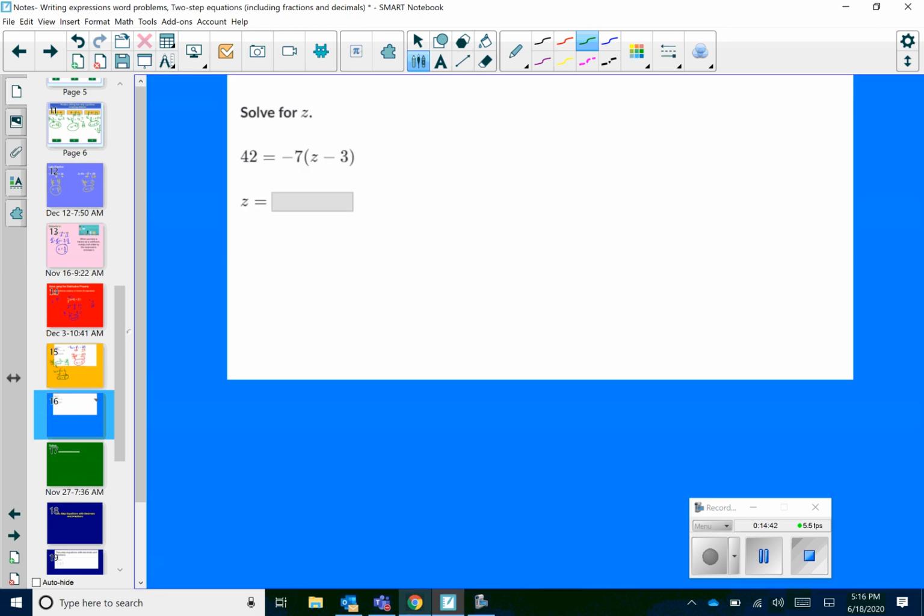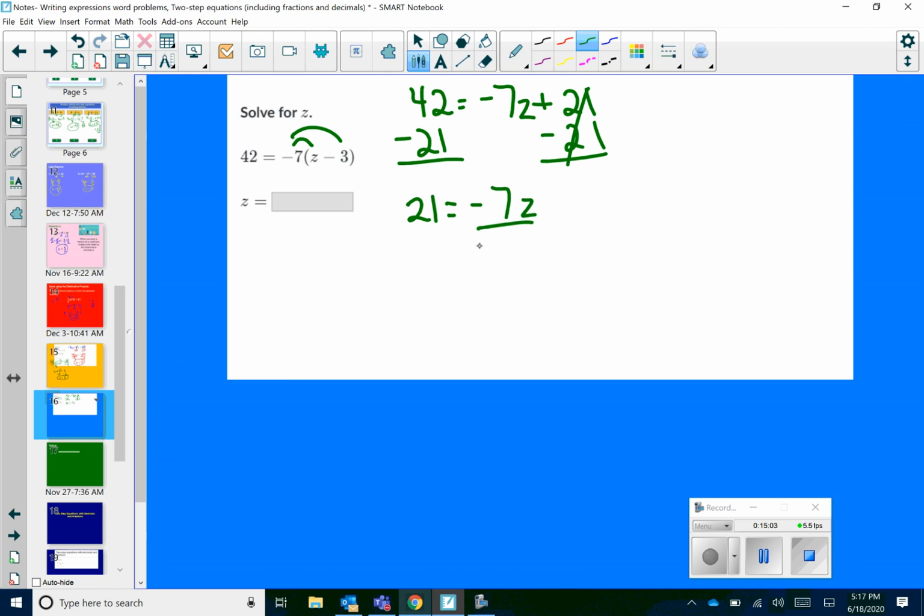Okay, here we go. We've got distribution. I'm going to do it both ways again. So that's going to leave me with 42 equals negative 7z plus 21 because I have a negative times a negative here. So we're going to subtract 21 on both sides. That's going to leave me with 21 equals negative 7z. And then we're going to divide through by negative 7. It's going to cancel on the right. And that leaves us with z equals negative 3.